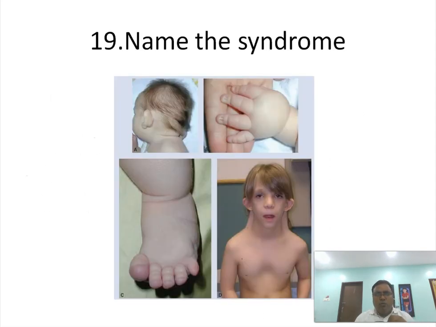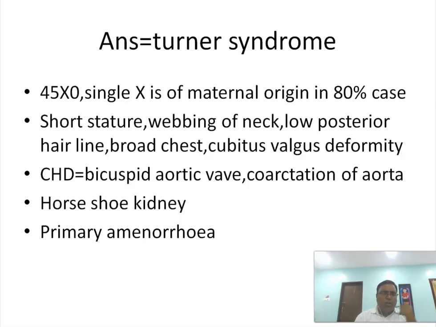Next, name this syndrome. What are we getting in this child? You are getting edema of the hand, pedal edema. What could the syndrome be? The answer is this is a case of Turner syndrome. Turner syndrome, karyotype wise, is 45X0. The single X is of maternal origin in 80% of cases. Short stature, webbing of neck, low posterior hairline, broad chest, cubitus valgus deformity. These are the classical features.